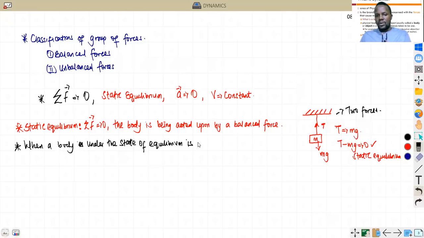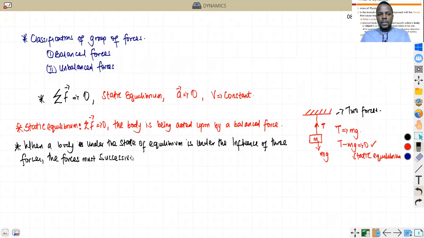is under the influence of three forces, comma, the forces must successively represent the sides of a triangle. The forces must successively represent the sides.